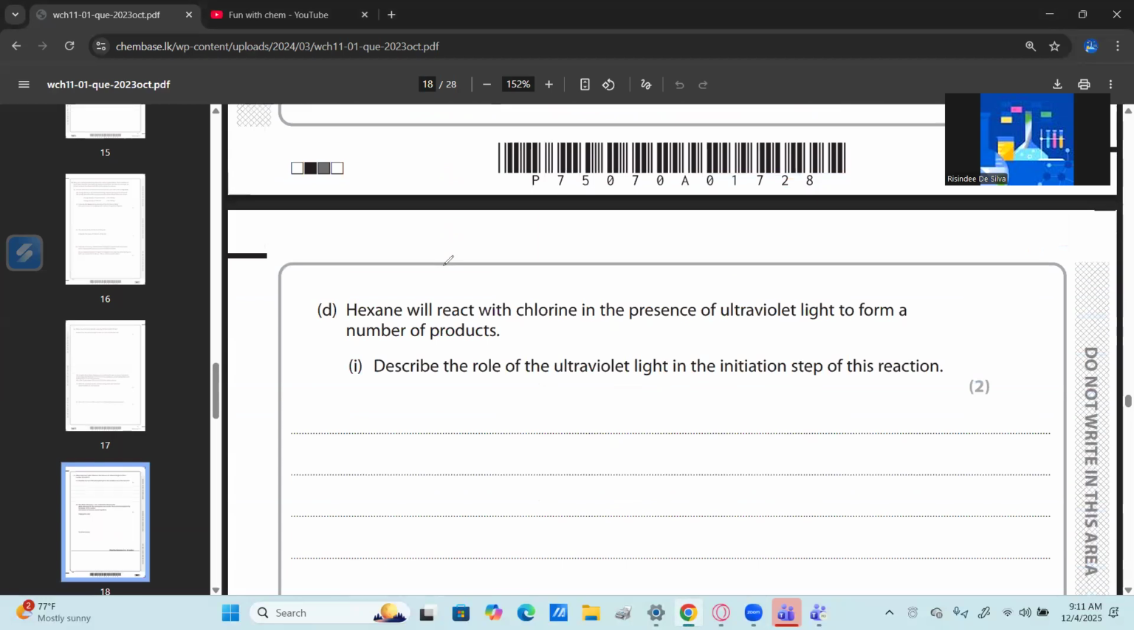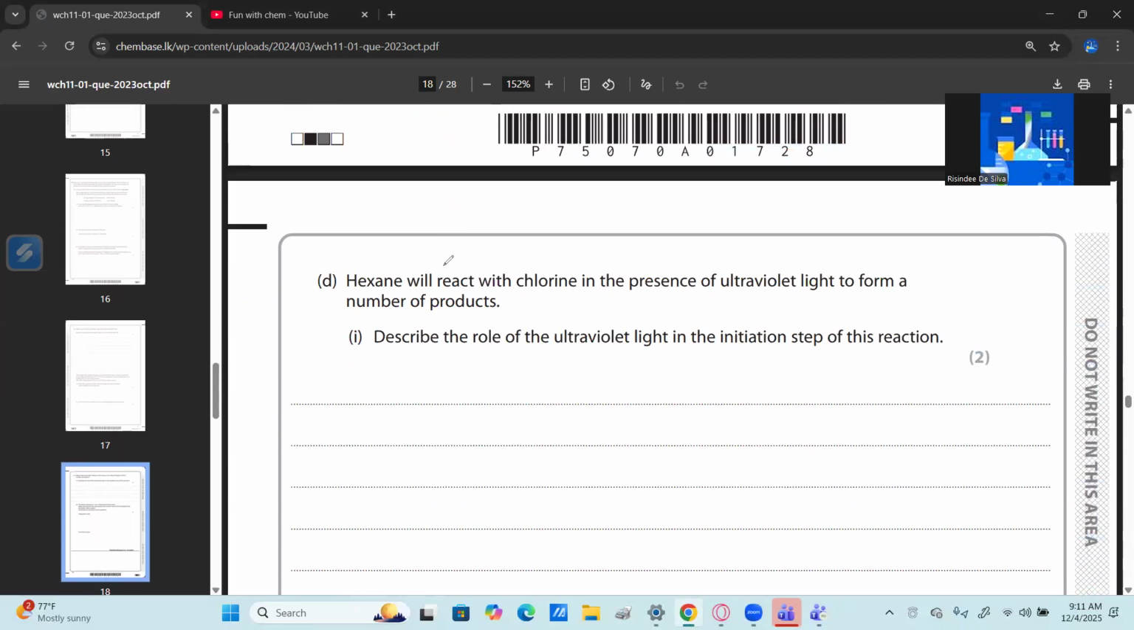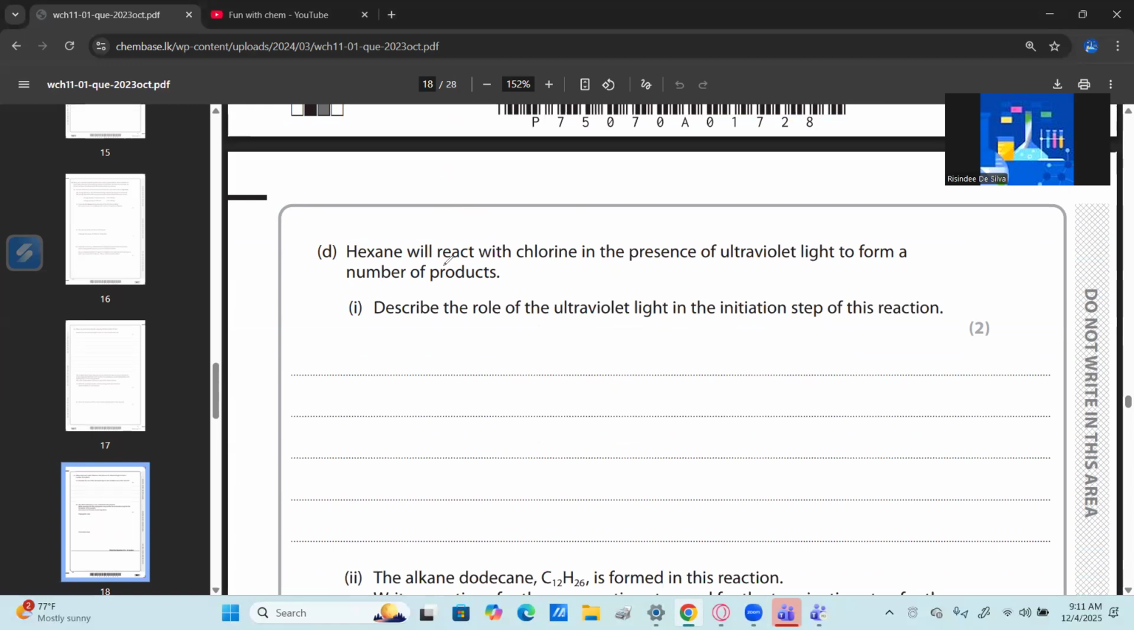Hexane will react with chlorine in the presence of UV light. Describe the role of the UV light in the initiation step of this reaction. So what will happen? Chlorine will undergo homolytic fission to form two chlorine radicals. In the marking scheme they have given, UV light provides enough energy to break the Cl-Cl bond by homolytic fission, 1 mark, to form chlorine radicals, or you can write the equation. If you write Cl2 becoming 2Cl radical also, you get marks.